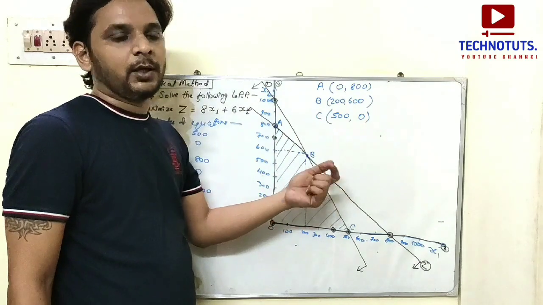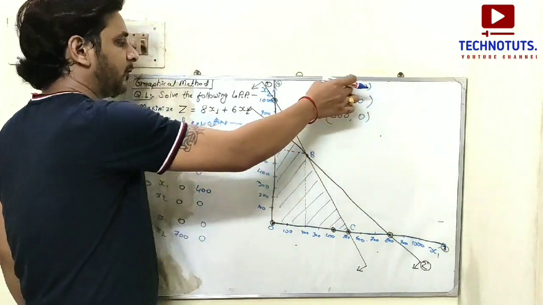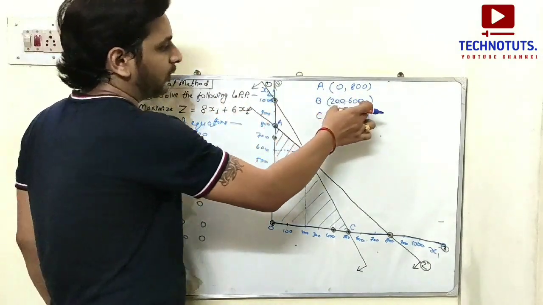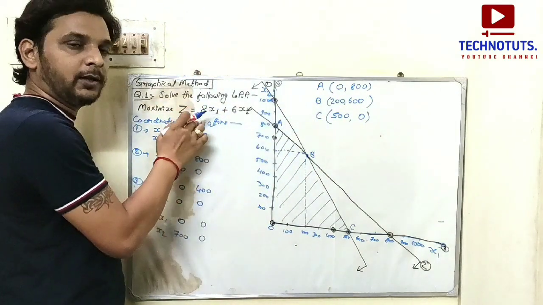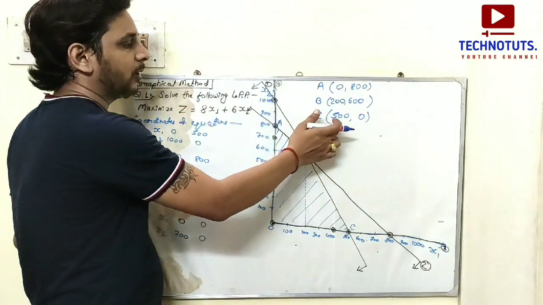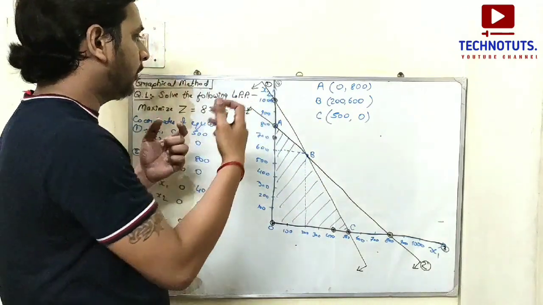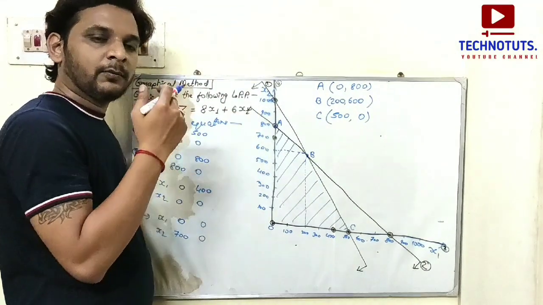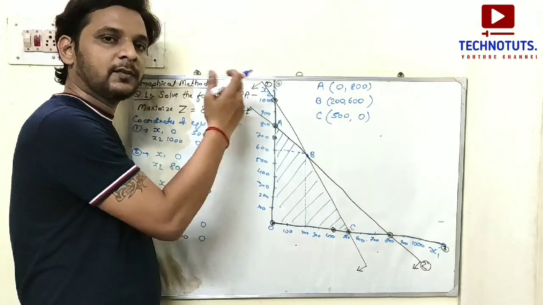Okay, so what we have to do is substitute the coordinates of point A in the objective function z equation, substitute the coordinates of point B in this equation, and substitute the coordinates of point C in this equation. Then we will know at which point we are getting the maximum value of z. Wherever we get the maximum value of z, that is the required answer.